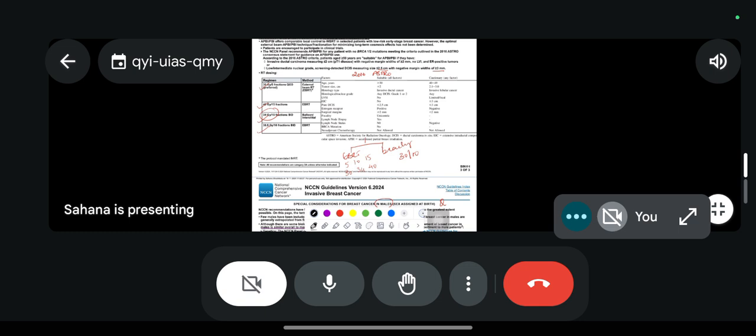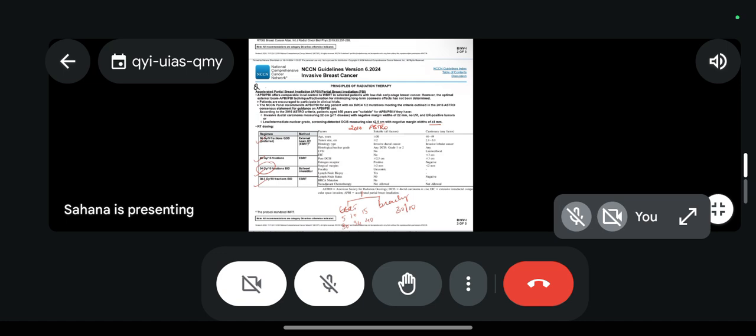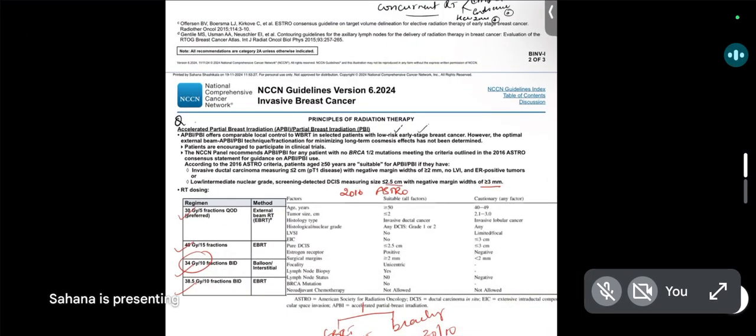Okay, because I've not included trials in this. So low risk early stage breast cancer, and those patients whom you can select, they should not have BRCA1 or 2 mutation. They should be more than 50 years. By tumor criteria, they should have less than 2 centimeter, invasive ductal with grade 1 or 2, no LVSI, no extensive intraductal component, pure DCIS.